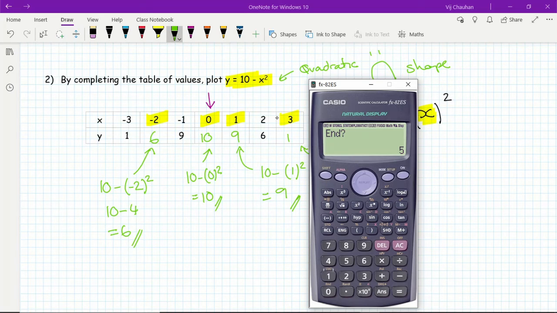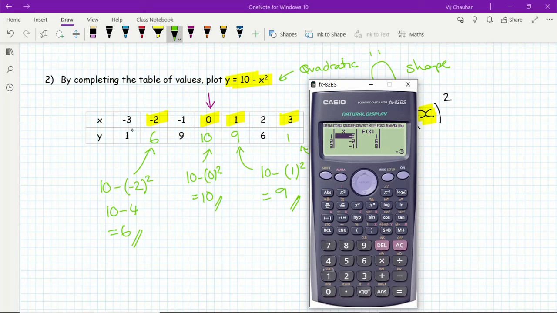Now the end value is the biggest x value I want, which is 3. Press equals. And the step is basically the difference between all your x values. The difference between all my x values in this case is 1, and usually it will always be 1. So press equals. And lo and behold, you've got your table of values already done on your calculator. Here the x values are my x ordinates and the f(x) are my y ordinates.